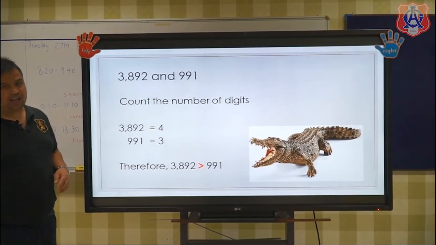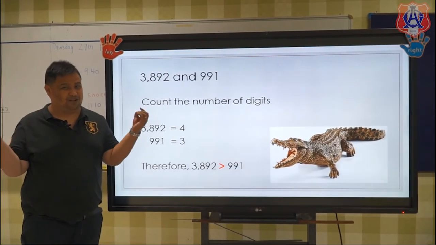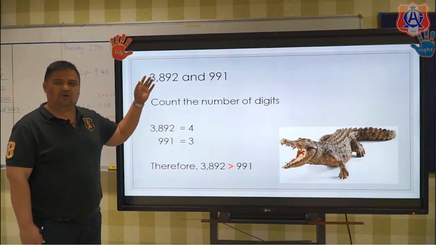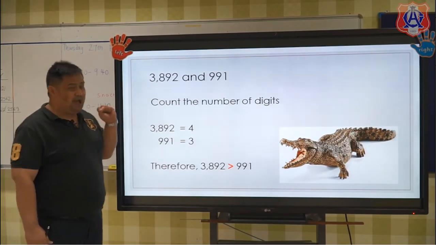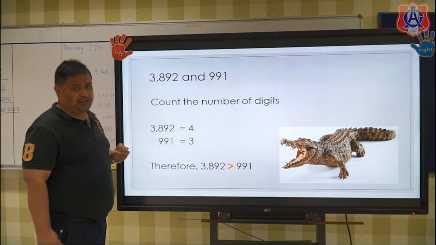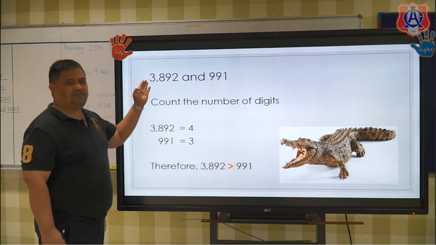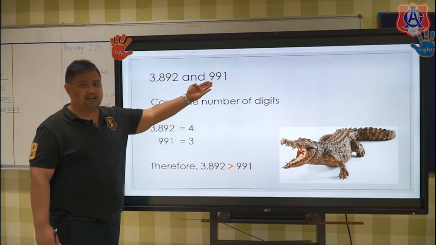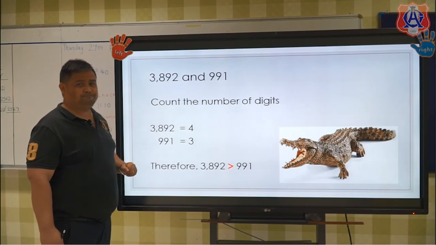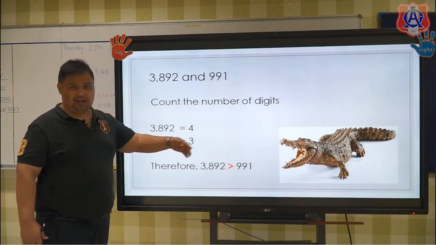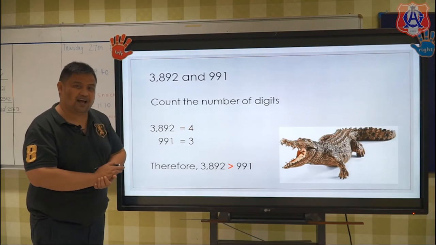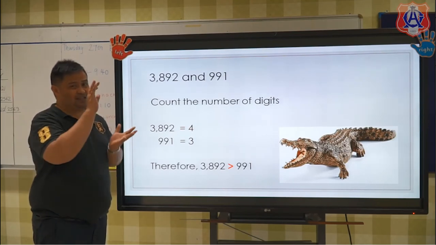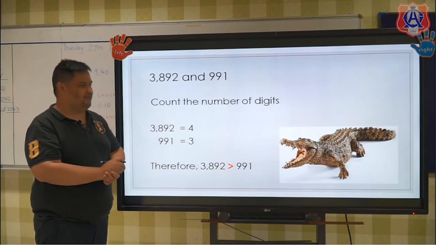Now, remember, we are talking about the greater than or the less than. We have in here figures or numbers which would tell us exactly the value for each. 3,892 as compared to 991. Remember, we have a crocodile in here, the big mouth of the crocodile. If the crocodile would eat the bigger number, then his mouth should be facing the bigger amount or the bigger figures.